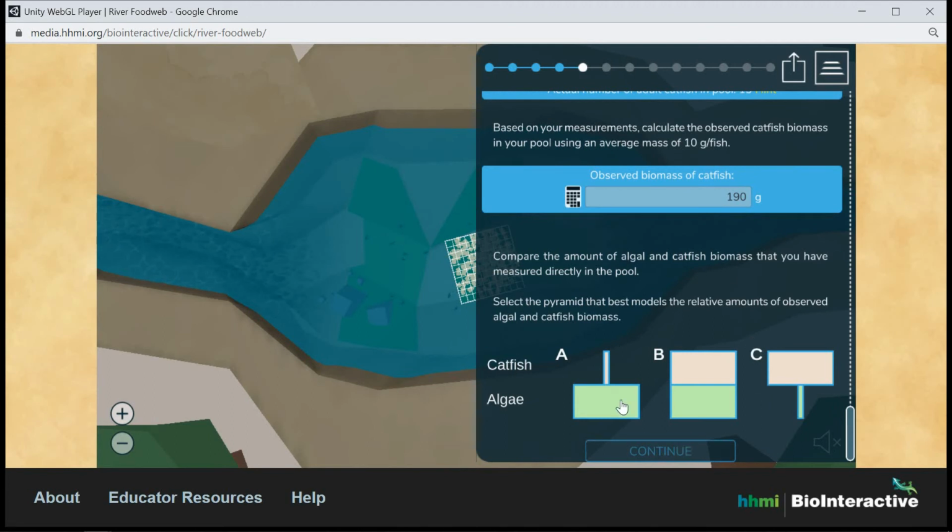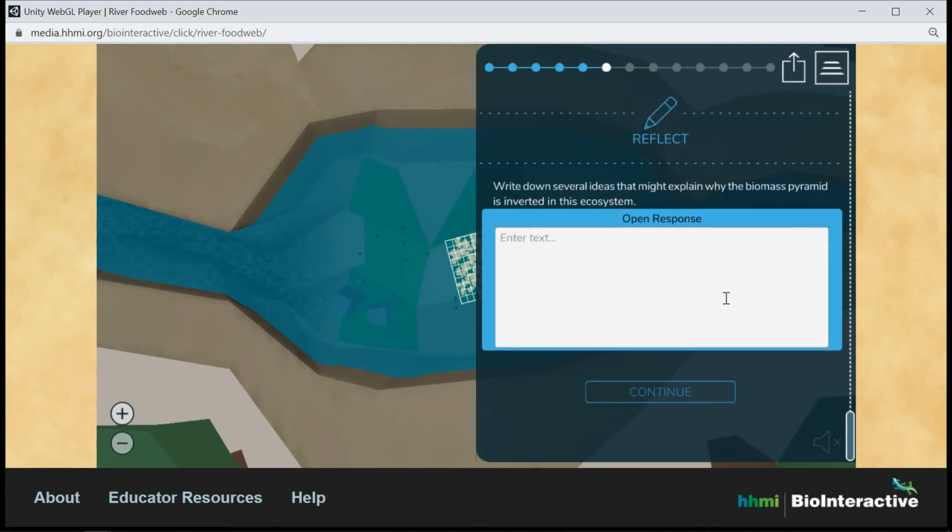So now you're going to have to think about which of these biomass pyramids accurately represents what you found. Think about how much algae you found in your pool, how many grams. Was it more or less or the same as the grams of catfish? So I'm just going to pick a random one. You guys will pick what you actually think. And then you're going to explain your results.